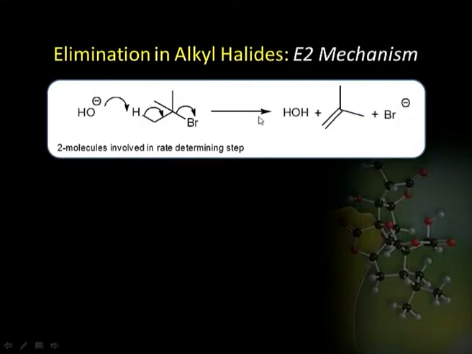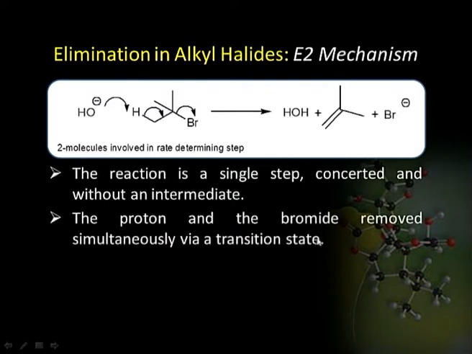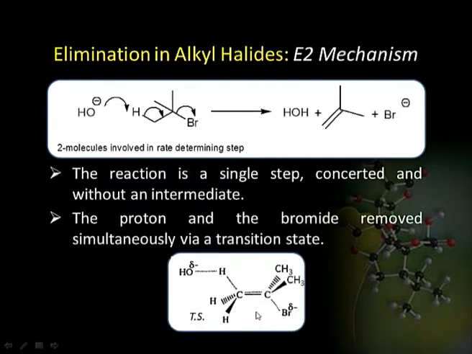Let us look into the E2 mechanism. E2 mechanism, unlike the SN2 mechanism of nucleophilic substitution, is a single step concerted and takes place without the formation of an intermediate. The proton and the bromide in this case are removed simultaneously via a transition state. In this transition state, similar to the SN2 reactions, we have hydroxide ion which is partially attached to this proton, and this is the bromide ion which is partially attached to this carbon. There is a partial double bond in this transition state.